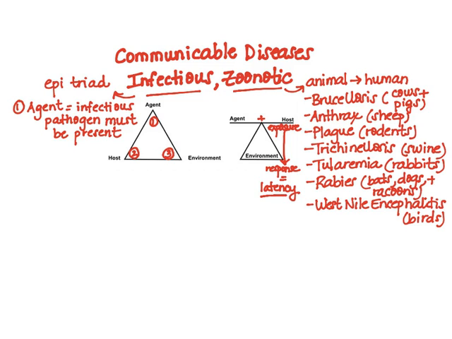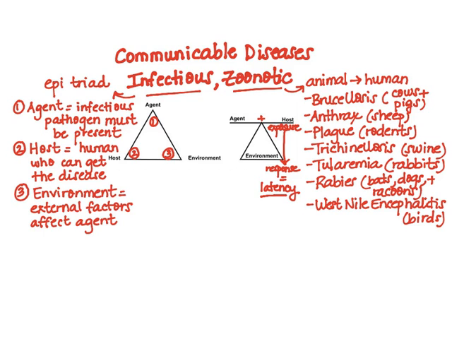From here, number 2, we have our host, and this refers to the human who can get the disease. There are a variety of factors intrinsic to the host, sometimes called risk factors, that can influence this exposure or susceptibility. Number 3, we have our environment, and these are the external factors that affect the agent. Lastly, we do have a fourth definition here that bridges over to our zoonotic section. This is our reservoirs, which are the habitat of our agents.